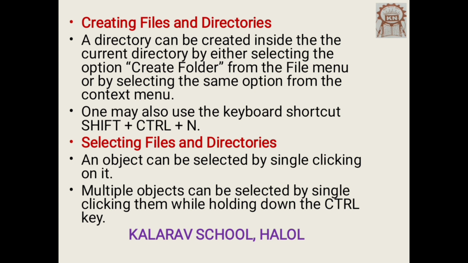Selecting files and directories. An object can be selected by single clicking on it. Multiple objects can be selected by single clicking them while holding down the Control key. A range can be selected by single clicking one end of the range and single clicking the other end while holding down the Shift key.